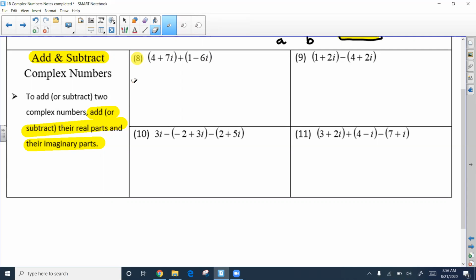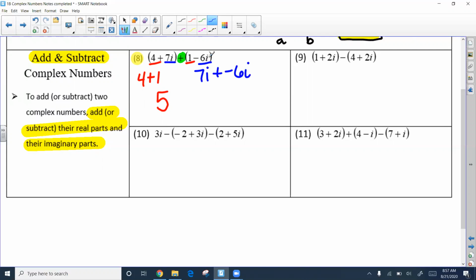So in this one, we are just adding. When we are adding, it makes it really easy because we just have to add the real parts and add the imaginary parts. So if I'm adding the real parts, I just have 4 plus 1, which is 5. And if I'm adding the imaginary parts, I have 7i plus negative 6i. Since that's minus 6i, we think of it as negative 6i, which is a 1i. So we have, and again, I don't have to write the 1, 5 plus i.